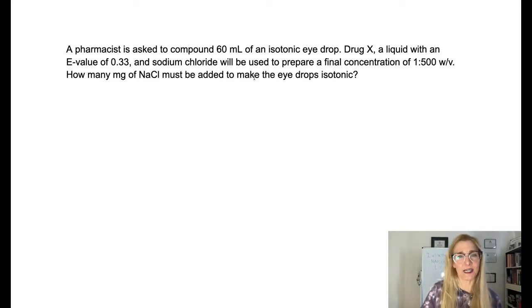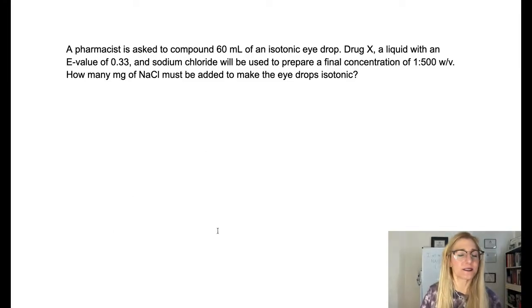So a pharmacist is asked to compound 60 mLs of an isotonic eye drop. Drug X is a liquid with an E value of 0.33. And sodium chloride will be used to prepare a final concentration of 1 to 500. So now we even have ratio strength involved here. Fun.